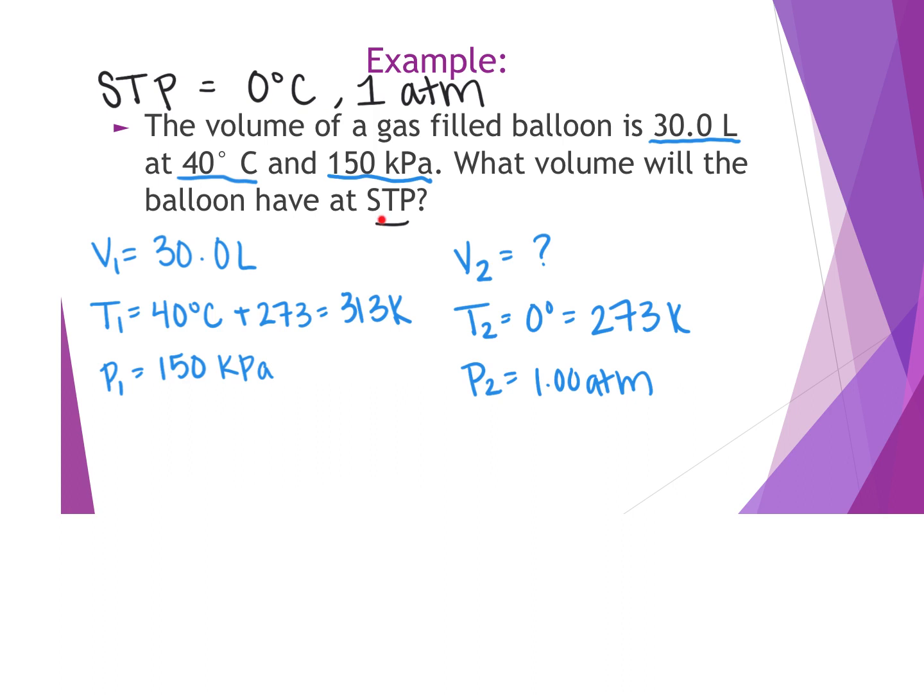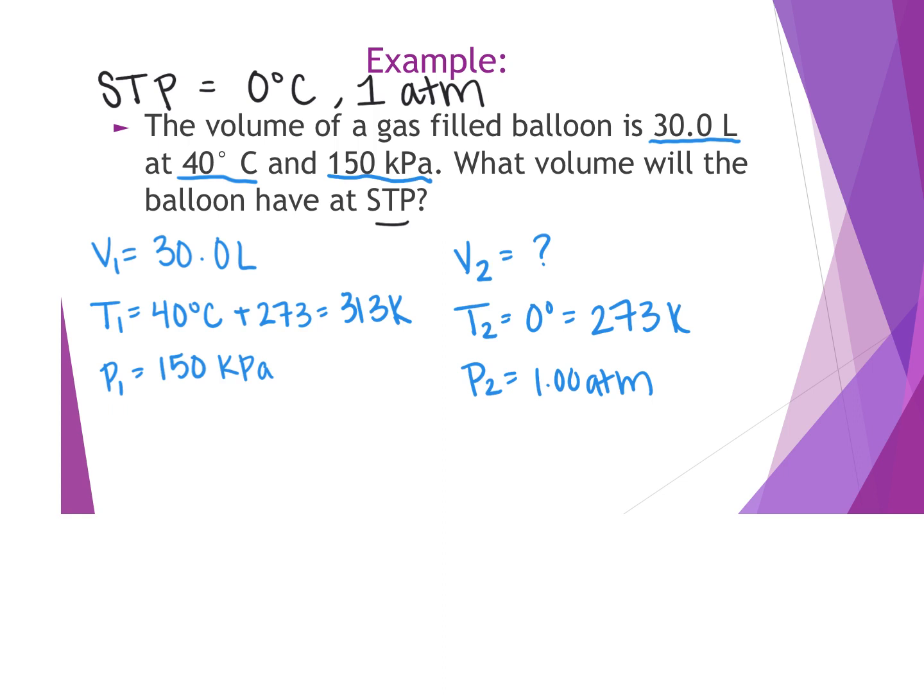Okay, so do you see how you're grabbing two pieces of info from STP? That's giving you temp and pressure. The only unit that matters is temp. What unit does temp have to be in? Well, temp has to be in Kelvin. Pressure unit doesn't matter, except they have to match.